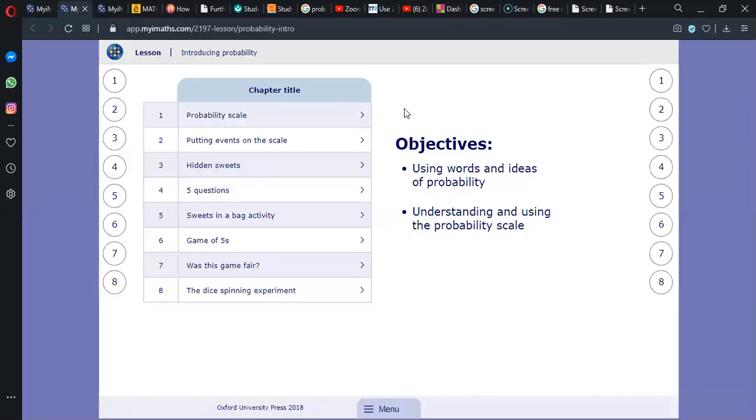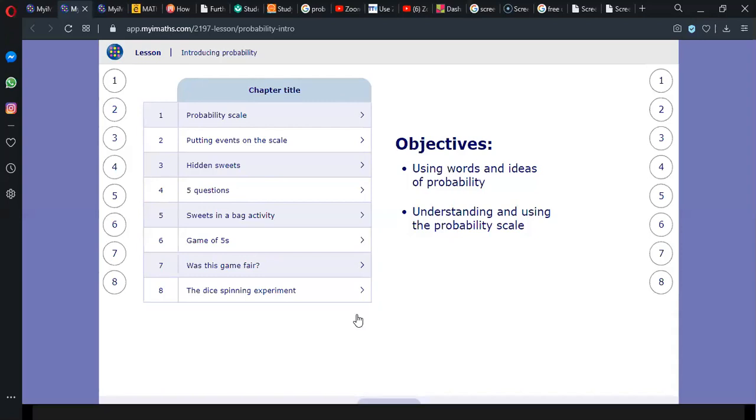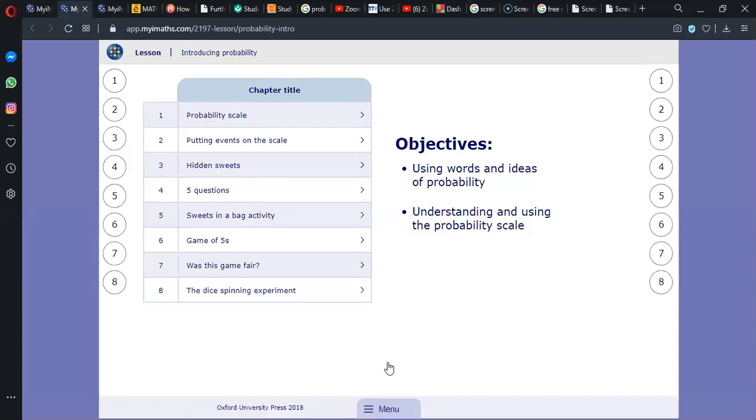Introducing probability. Our objectives are using words and ideas of probability, and also understanding and using the probability scale.